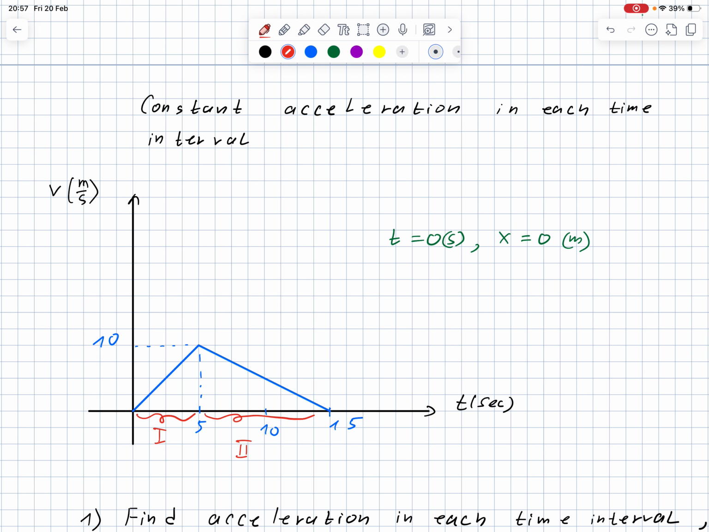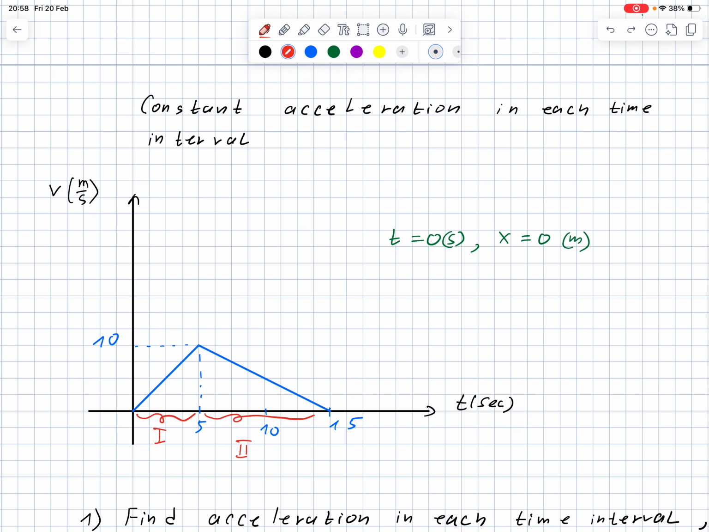between 5 and 15. If you look at the first segment, you see that the slope is constant, and as you know, the slope is acceleration, and we see that it is constant here, but only for this segment or time interval. And if you look at the second segment or time interval, the slope is also constant, negative but constant. So it is also acceleration.